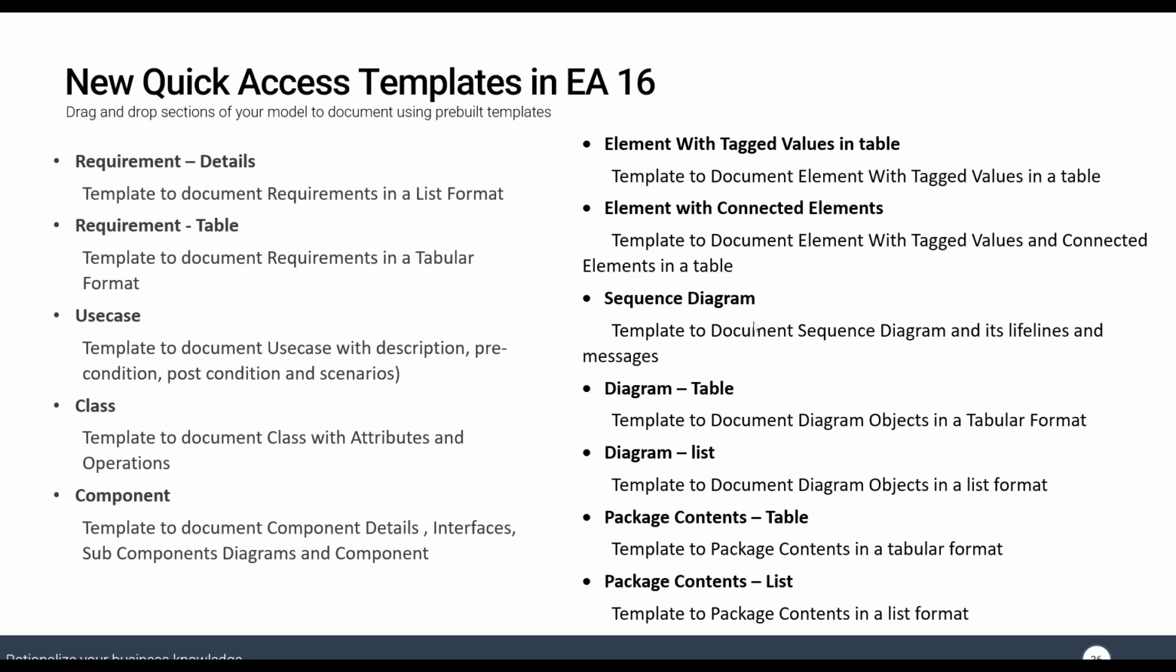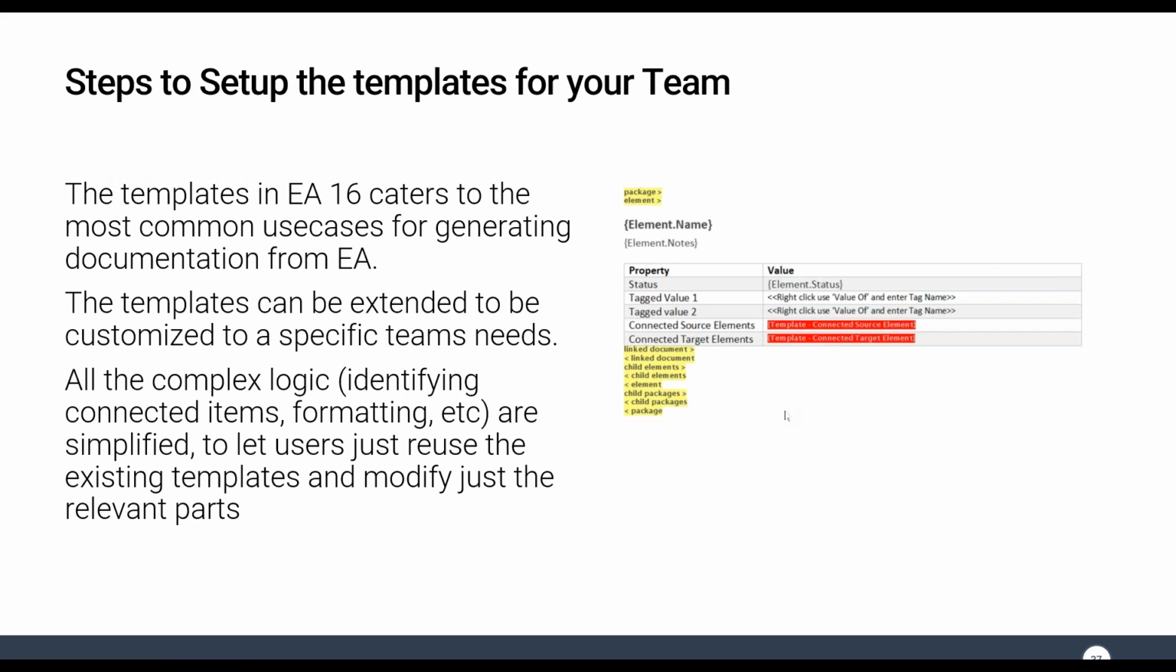So there are specific scenarios that have been well thought through, and they have come up with some predefined templates to cater to these scenarios. And that's not it. You could always take one of these templates and make them your own. So in the past it's an empty template and you need to really start from scratch. But what they've done in EA16 is, if there are connected source elements, there's a fragment which already looks for the connected elements and will populate it there.